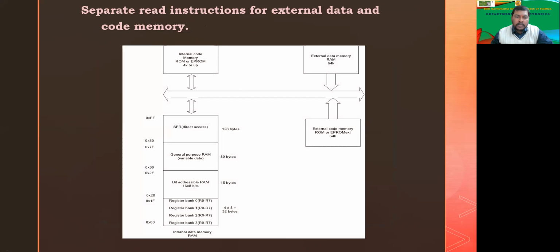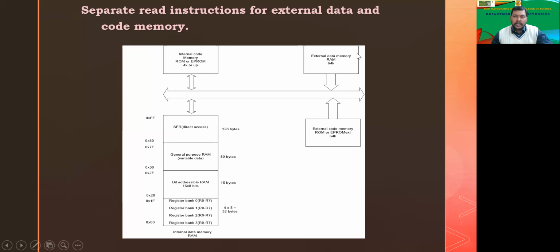So that can be done by these instructions, and this is how it can be performed. So we are having an internal code memory, that is ROM or EEPROM. ROM means read-only memory, where some of the instructions are already stored to initialize the microcontroller in the starting, as soon as the power is on, right? So we require some of the instructions to be done by that microcontroller itself. So that is all kept in this internal code memory.